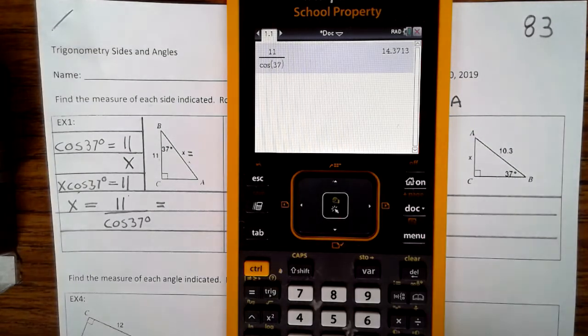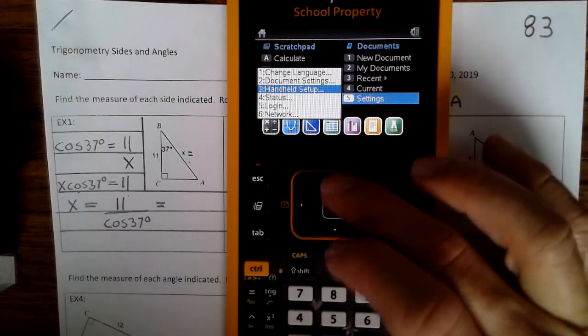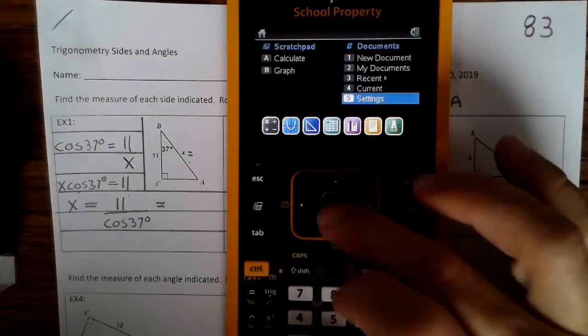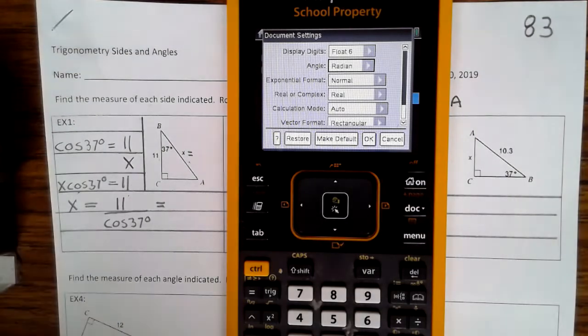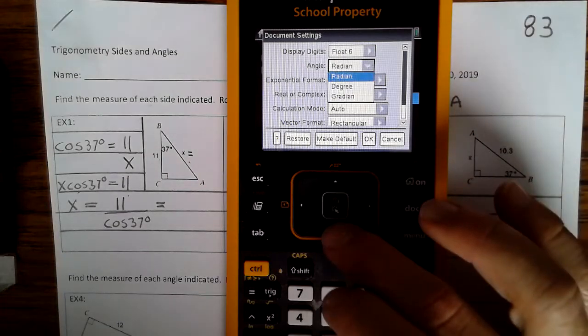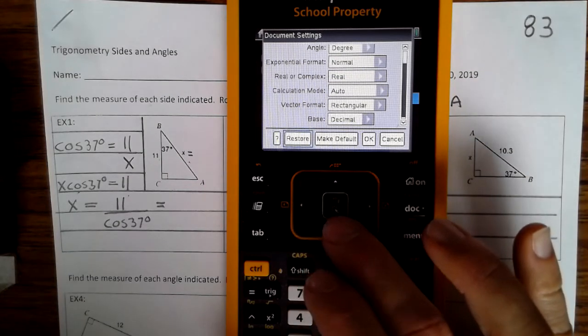So we're going to go to On, Settings, Document Settings. Now, notice it says radian right there. That means it put 37 radians. We don't want that. So we're going to change that to degree and make default. Press OK.